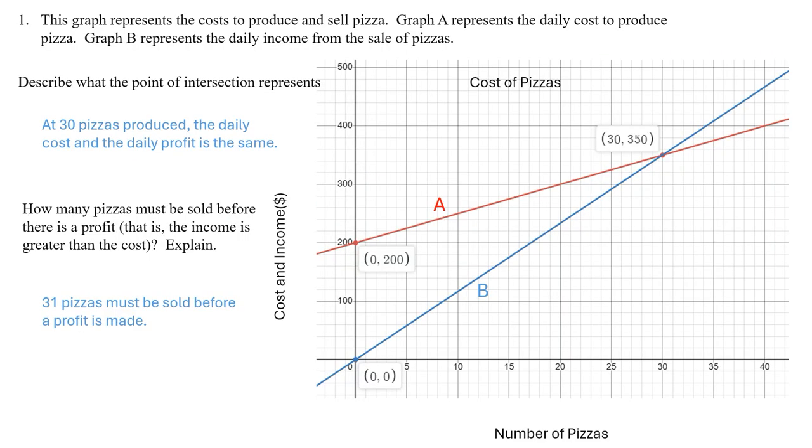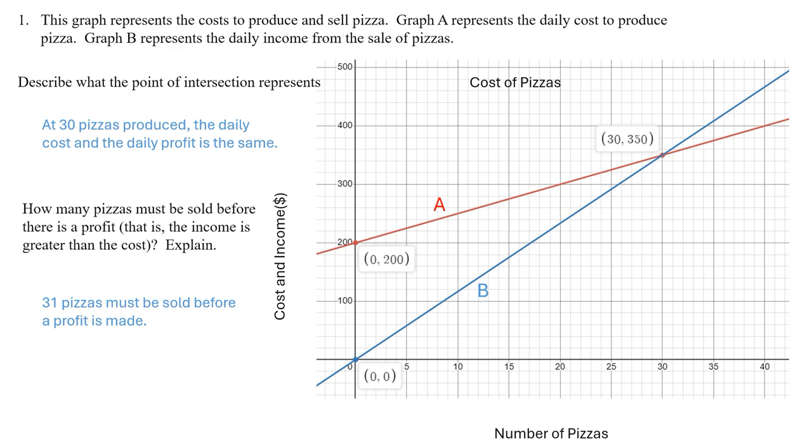In this example, the intersection of the two lines represents the point at which the cost and profit of making pizzas is the same. The red line shows that it costs $200 just to start making pizzas. This might involve beginning costs like hiring employees and opening the restaurant for the day.